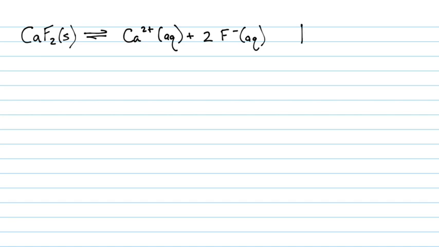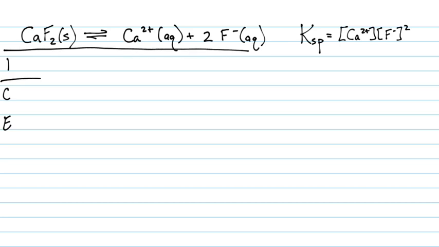All right, I like to go ahead and write my KSP just because I can write it right here on the same line. We just figured that out. It's Ca2 plus times F minus, that is, squared. Now, what I want to do now is think about this like we did those ice charts the other day, to think about what's dissolving on this.